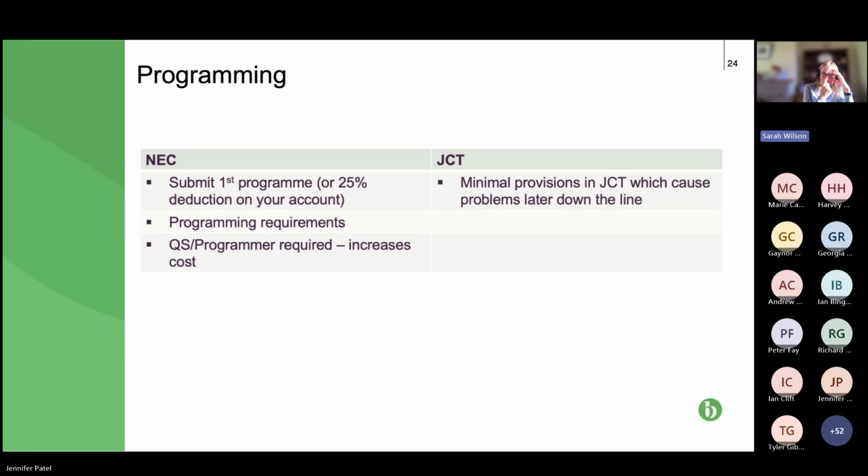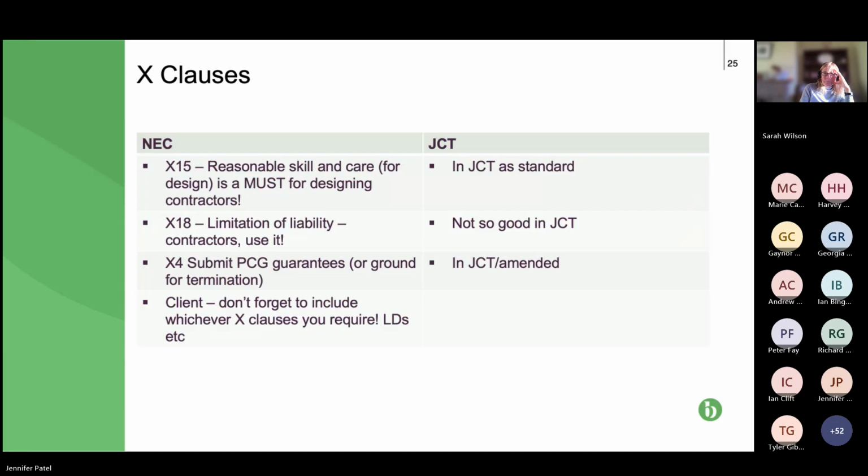The first bullet point under NEC is the point that if you're late in submitting your first programme, 25% can be deducted from your account until you have submitted it. That's quite a big chunk. So that is the incentive to provide the programme. Of course, if it's already sewn into the contract and agreed between the parties, that stands as the first programme, so that covers it. So next slide, please, Jen.